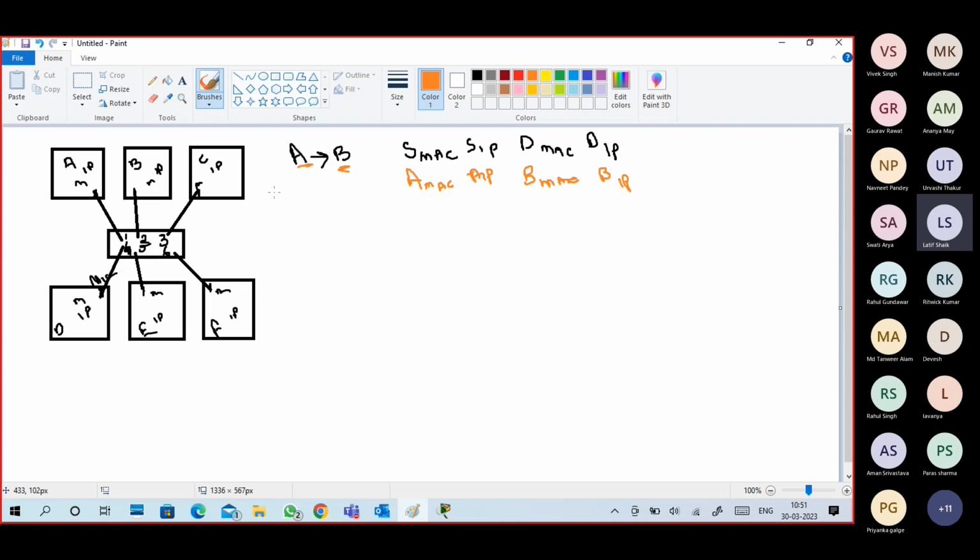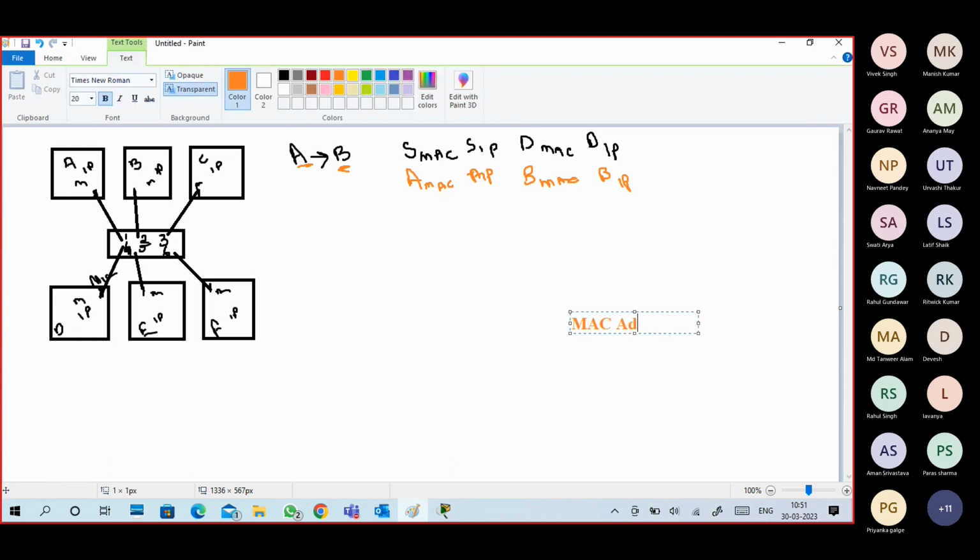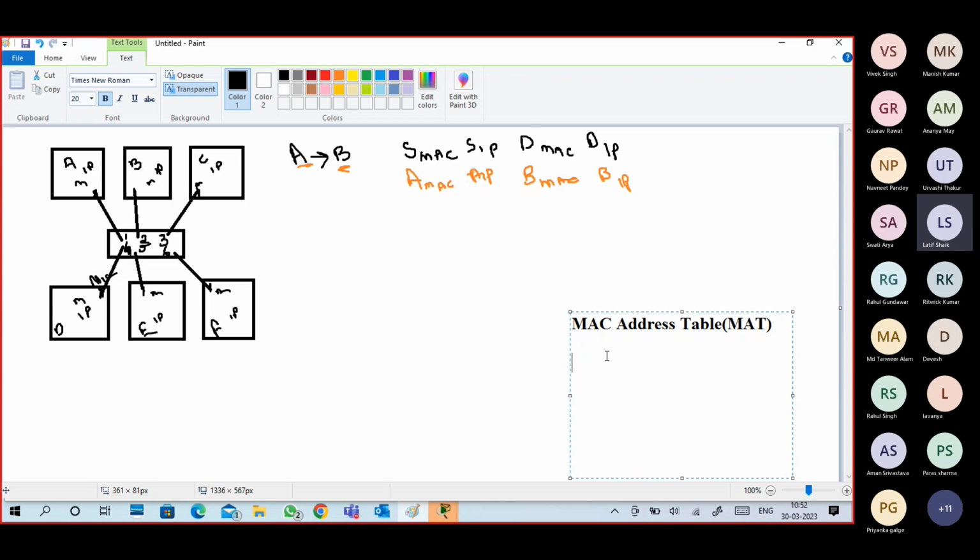Okay, so what happens the first time, guys? There is a MAC address table, MAT. In the MAC address table, there is the MAC address of a connected device and a switch port number. Every switch has port numbers. So this is how the table is created.